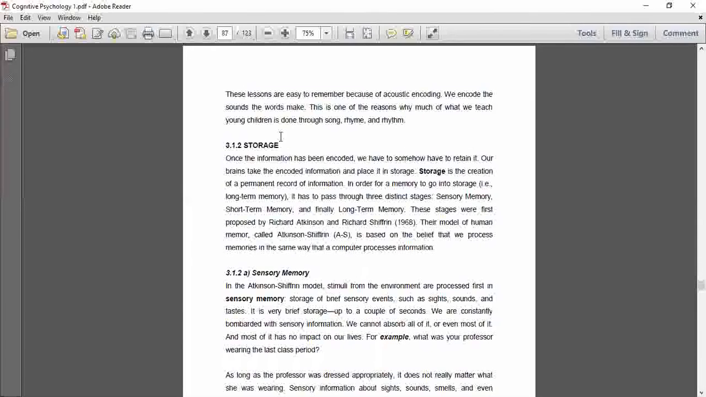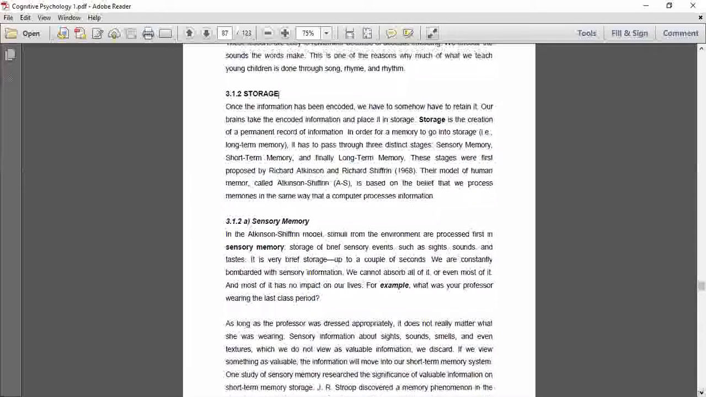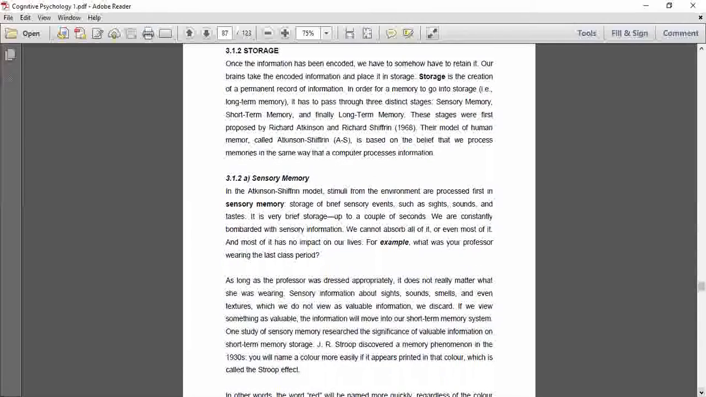Now moving to storage. There are quite a number of scenarios when it comes to storage: sensory memory, short-term memory, and then long-term memory. So storage, in other words, is the components of memory as well. In other research books, they will tell you that these are components of memory, since memory is very vital in our day-to-day scenarios.